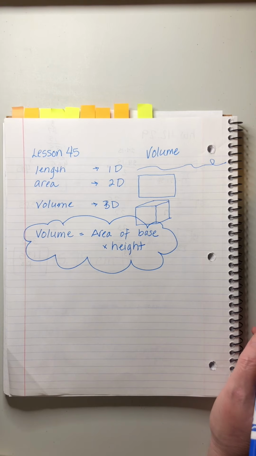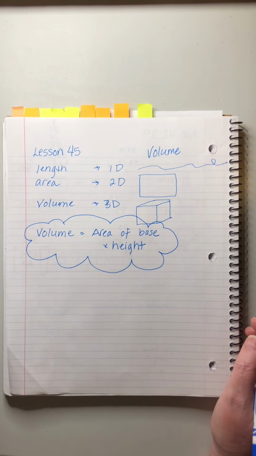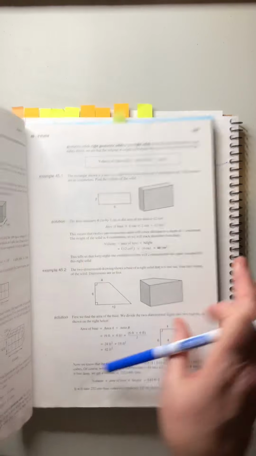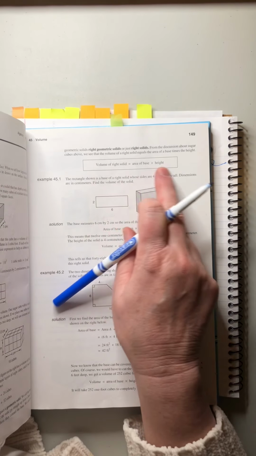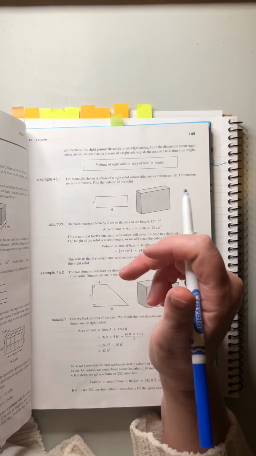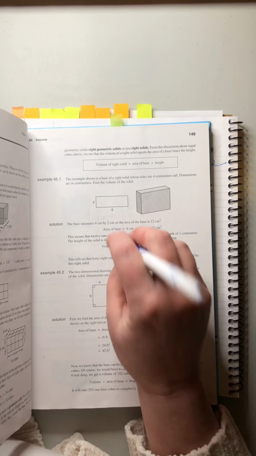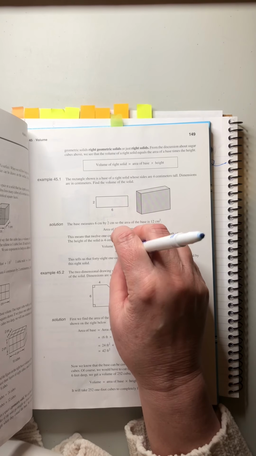There's only two problems so far that we're going to do. The first one, and I want to show you how John draws out these pictures. So let me just put the book down so you can see. We're looking here. The rectangle, look, there's John's version of the formula. Ta-da! I like mine better. The rectangle shown is a base of a right solid whose sides are 4 centimeters tall. Dimensions are in centimeters. Find the volume.